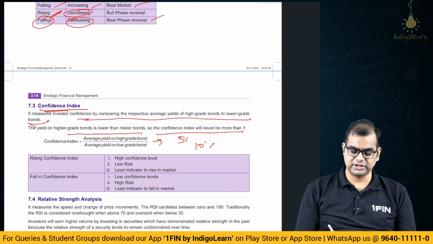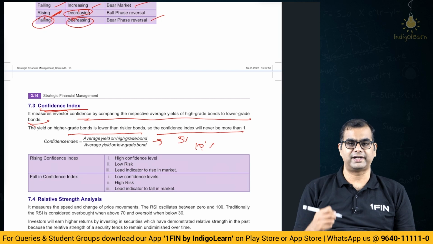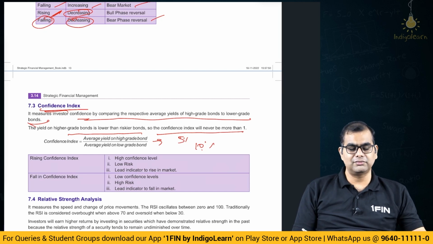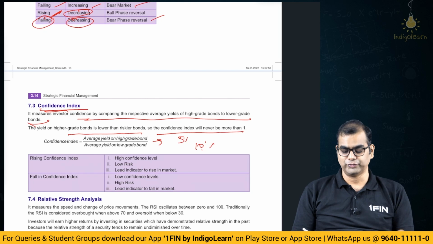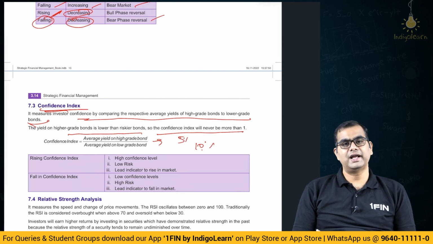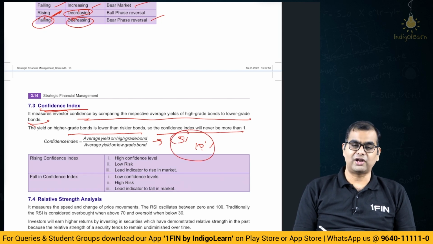So this ratio will never be the same. What do you mean by a high grade bond? A bond that has a better credit rating. Will Reliance and some local company have the same credit rating? Will they both raise money at the same rate? No. Reliance will always raise at a lower rate, and some unknown private limited company will raise at a higher rate. So this ratio will always be less than 1.